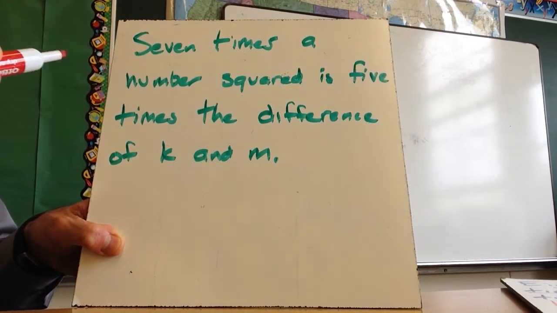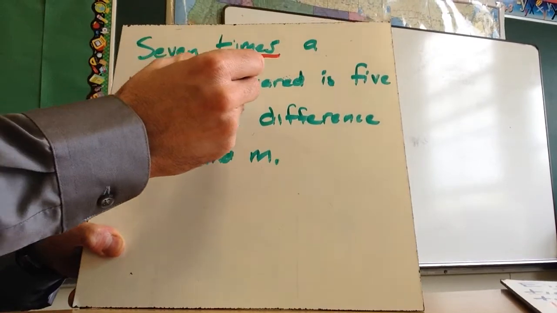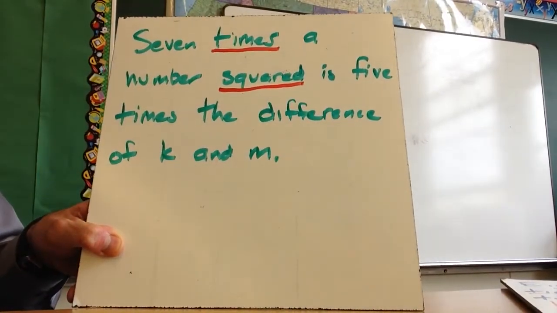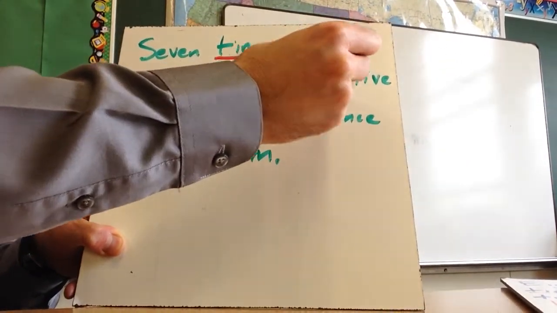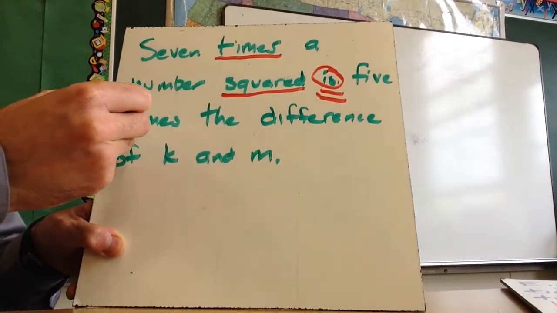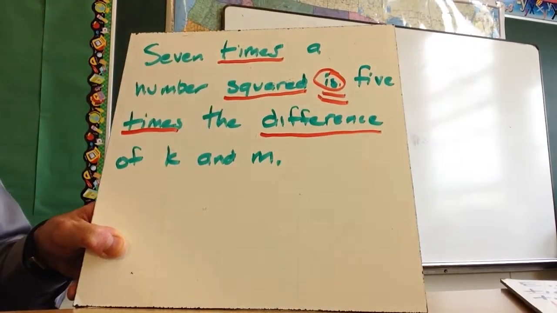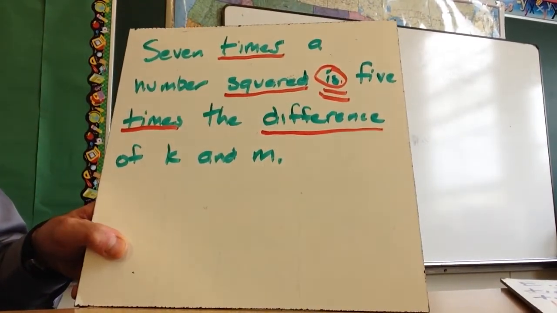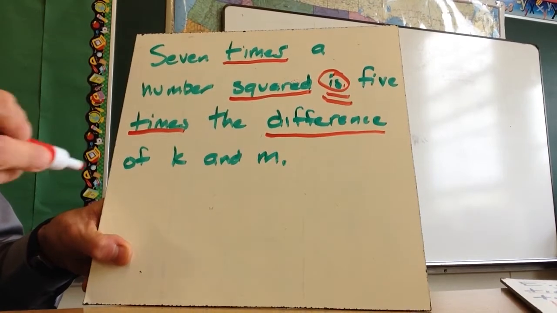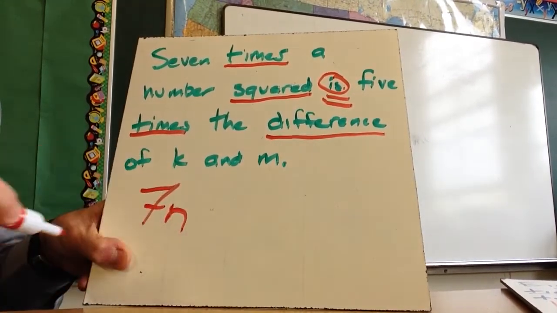All right, so some really important words here are going to be times, should tell me that I'm multiplying. Squared should help me with the exponent. Is my equal sign. 5 times tells me I'm multiplying. And then difference is going to be subtraction. So 7 times a number, 7 times, we can call it n again, but again, you may call it whatever you want.